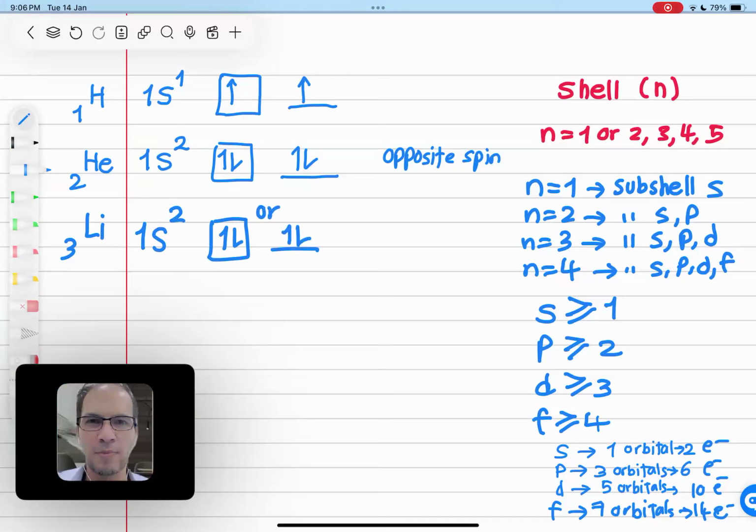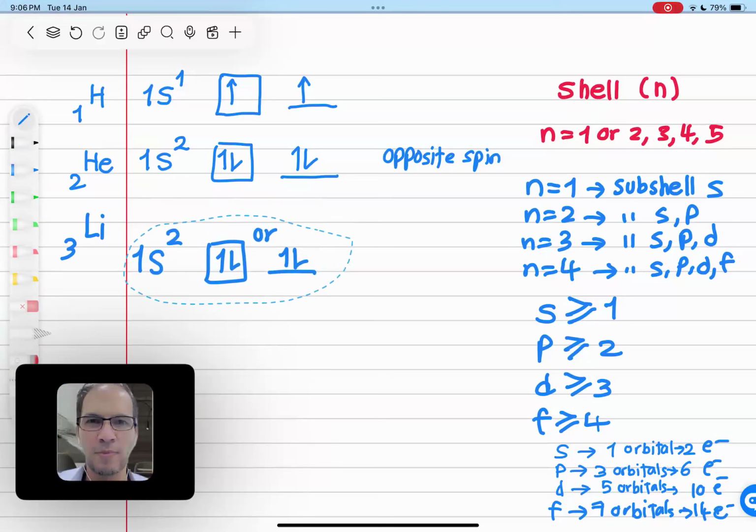It can be drawn like that or like that. The third electron is in a higher energy level, a little bit higher, so when I draw it, I will draw it in a higher place. So I will put it like that.